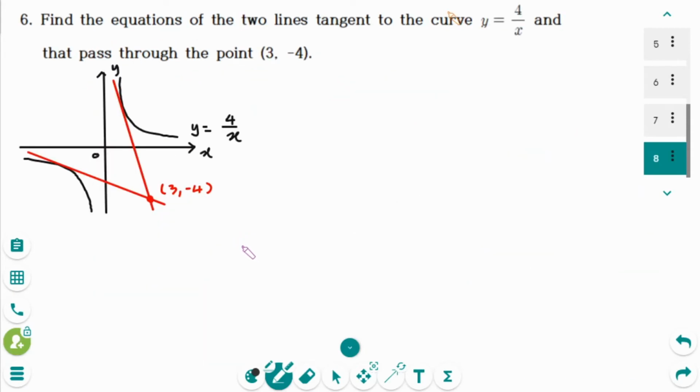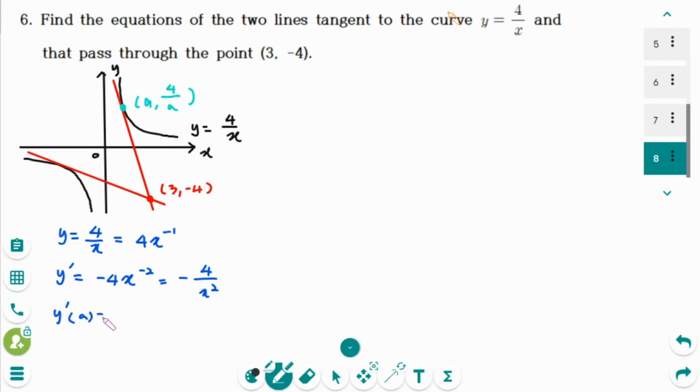This is the last question. Y equals 4 over x here. Let one of the tangent points be (a, 4 over a). Y equals 4 over x. We can rewrite as 4 times x to the power of minus 1. So y prime is minus 4 times x to the power of minus 2. It's minus 4 over x squared. Then slope at x equal a is minus 4 over a squared.